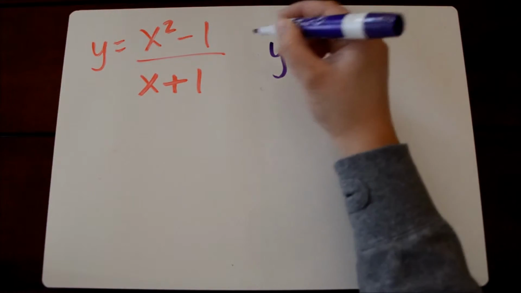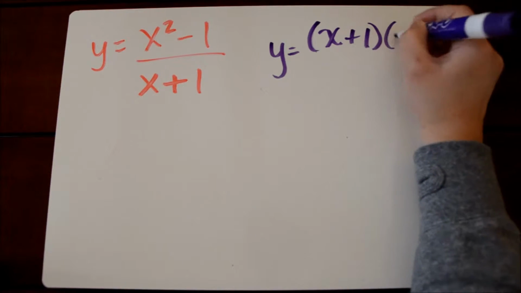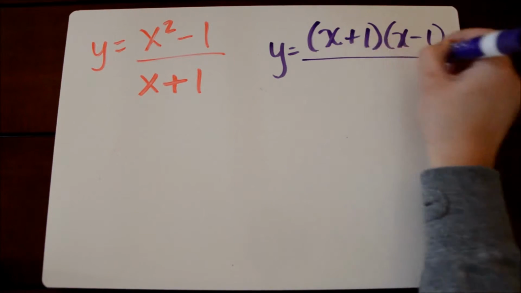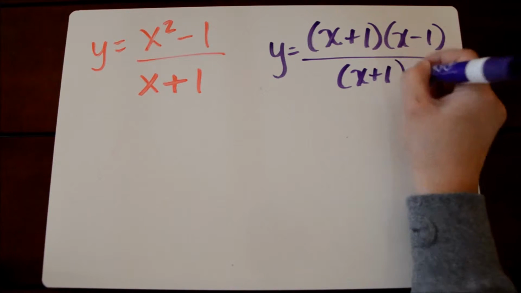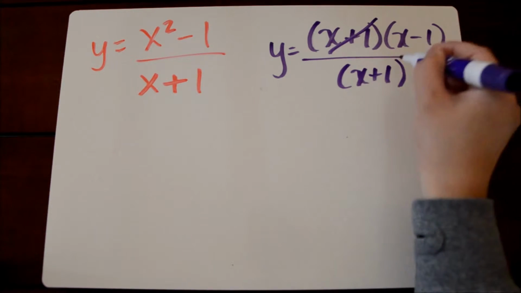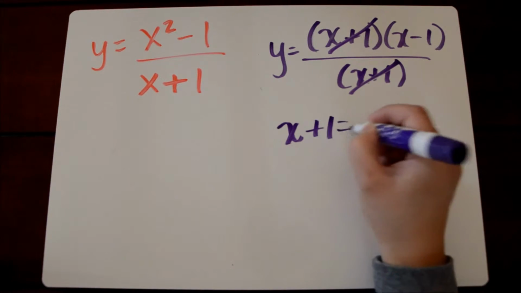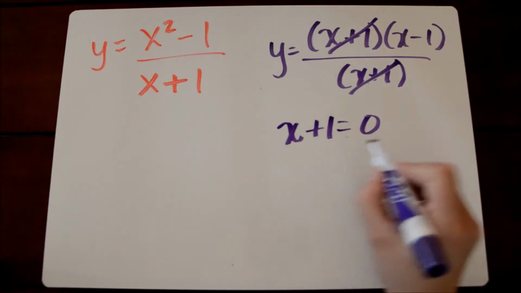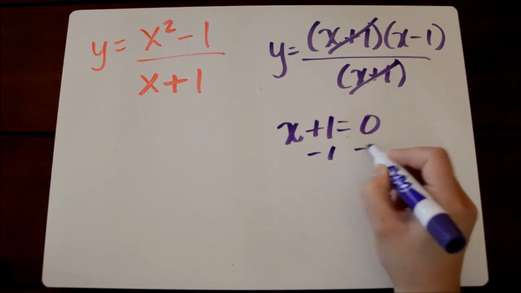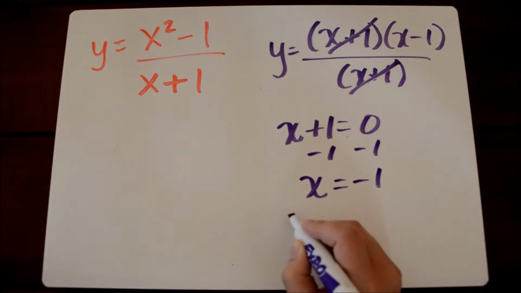So x squared minus 1 can be factored to x plus 1 times x minus 1, and this is all over x plus 1. We know that anything divided by itself cancels out to 1, but if something does cancel out, that's where our removable discontinuity is. So we're going to set that equal to 0. Here we would subtract 1 from both sides, and we would get x is equal to negative 1.